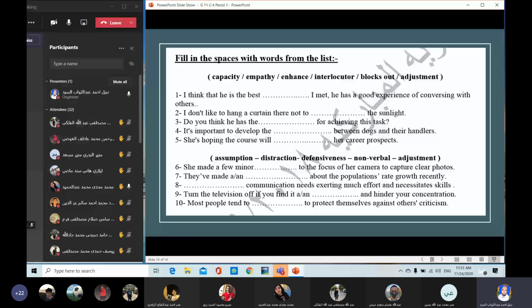Thank you, Muhammad Majdi. Okay, Mahmoud Azzuddin, 4. It's important to develop the empathy between dogs and their handlers. Yes, to develop the empathy. The handlers, people who keep dogs, they should have empathy. Yes, thank you.